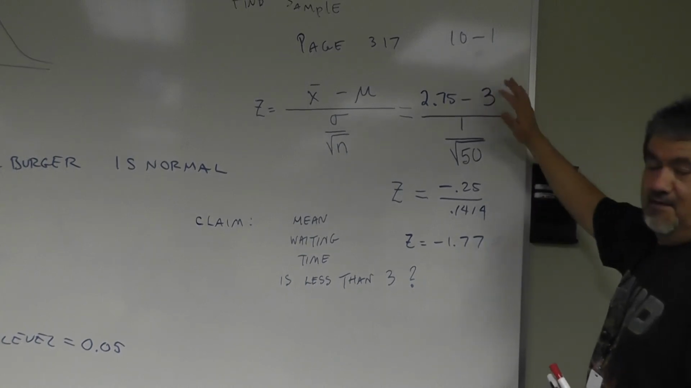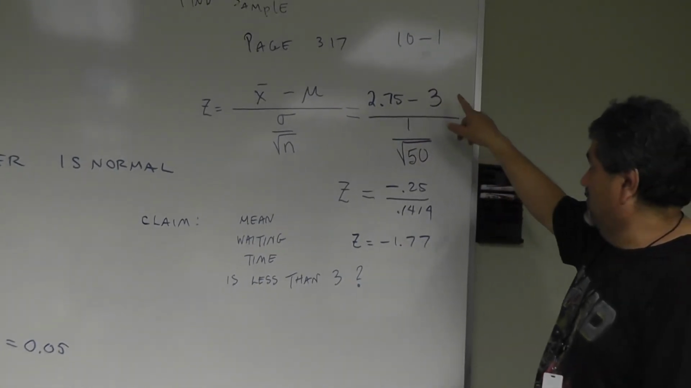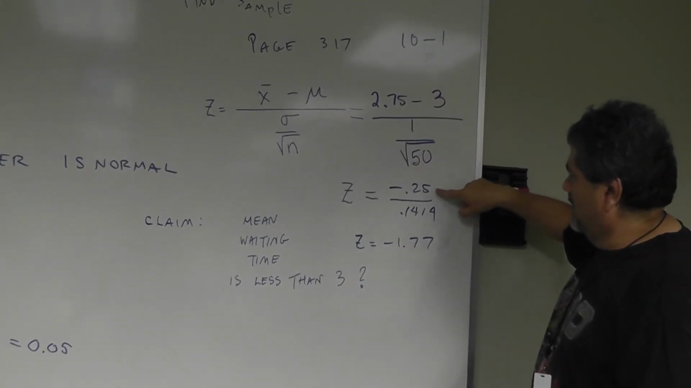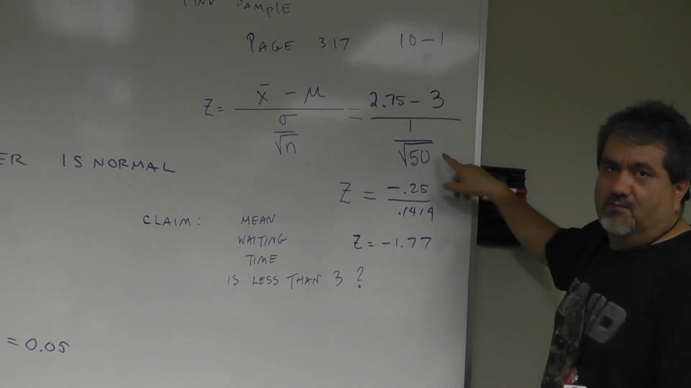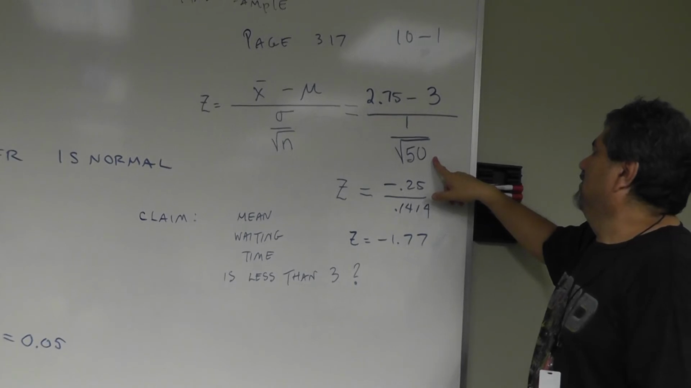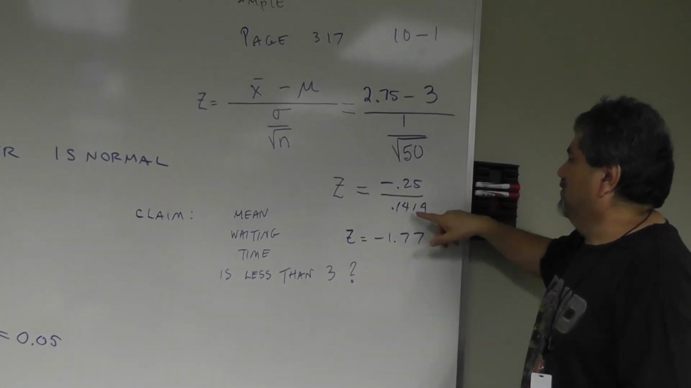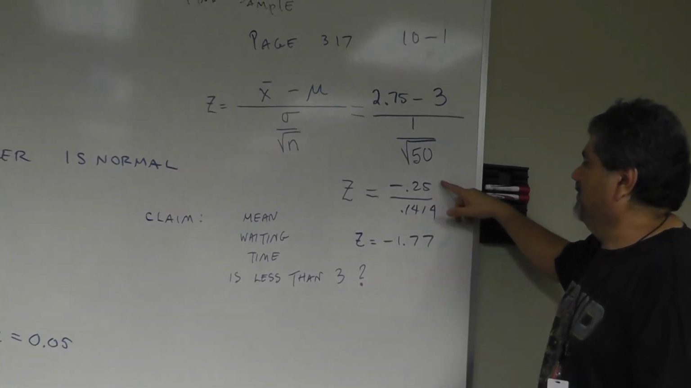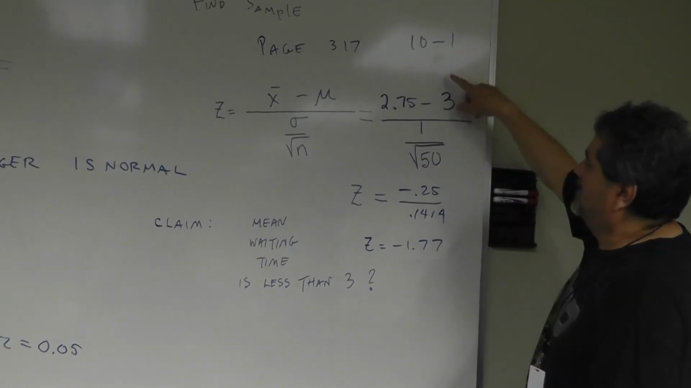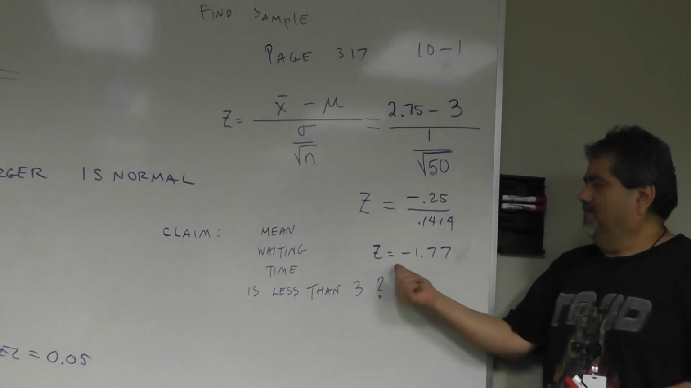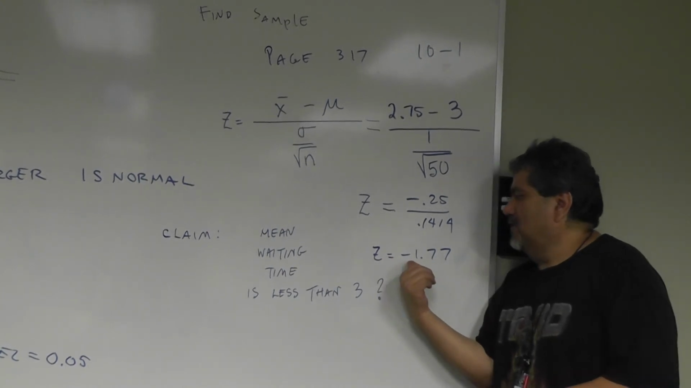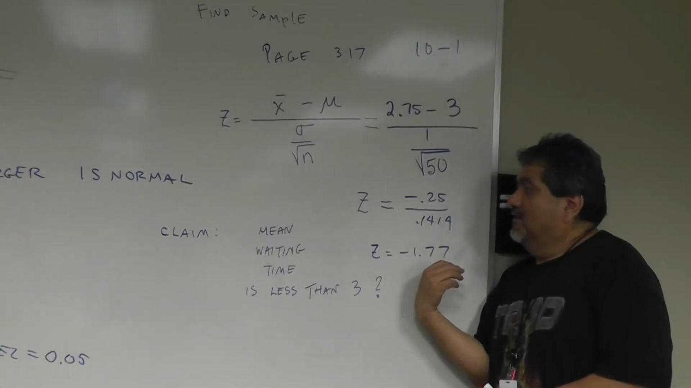So you can do this step by step, right? You do 2.75 minus 3, which gives you negative 0.25. And then you divide 1 by the square root of 50, which gives you 0.1414. You can do all of this in one step, but you can certainly do it in 2 steps. Now, the z value is negative 1.77.